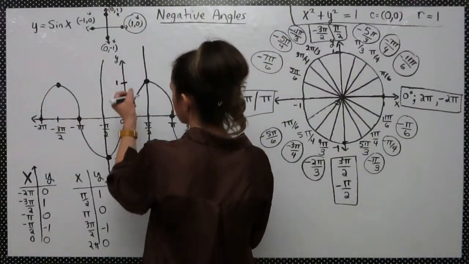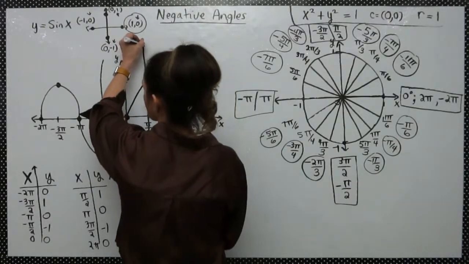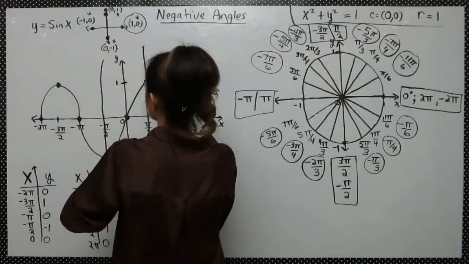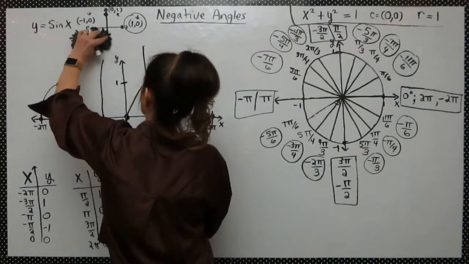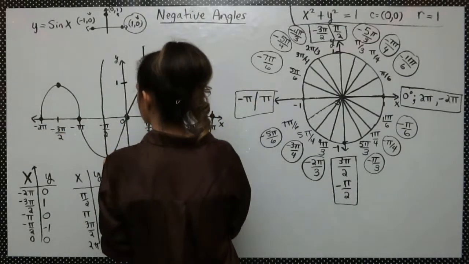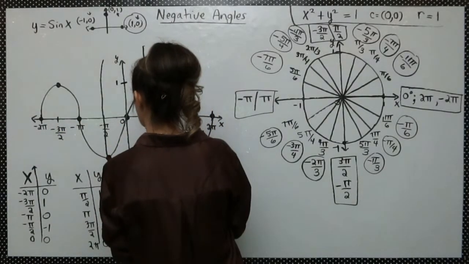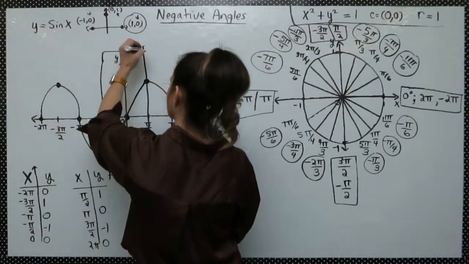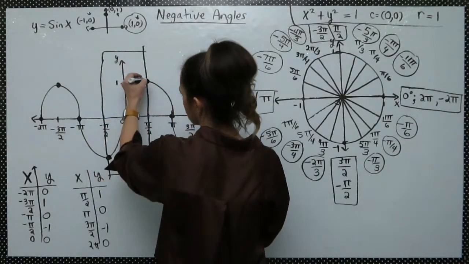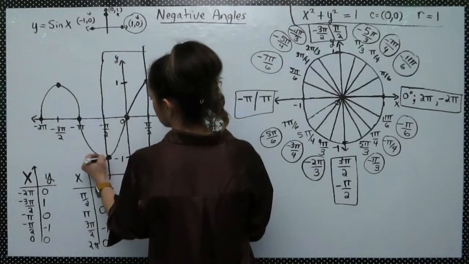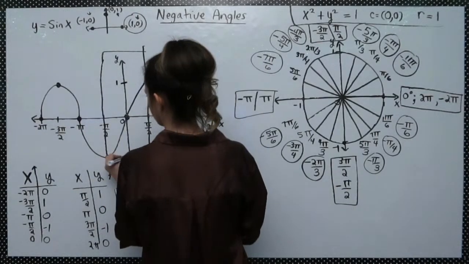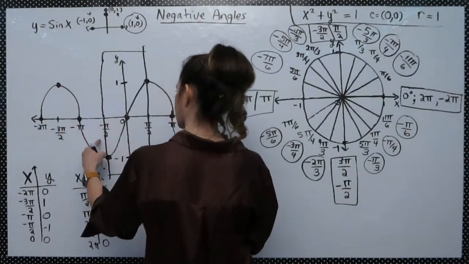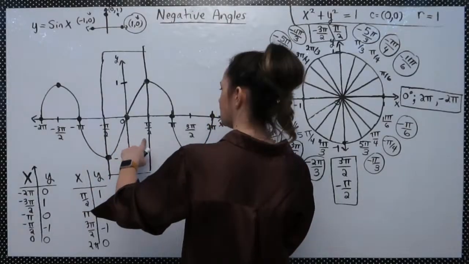So what we're doing is we're taking the sine function and we're going to restrict the domain where we're only going to use this chunk. Okay. We're only going to go from negative pi over 2 to pi over 2.